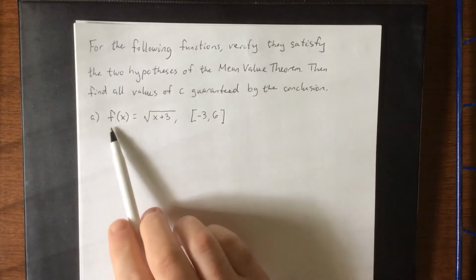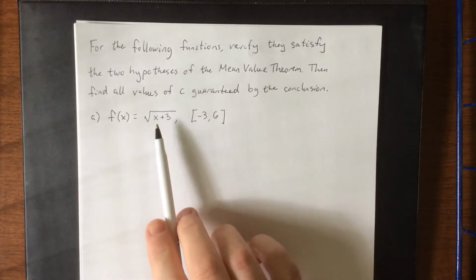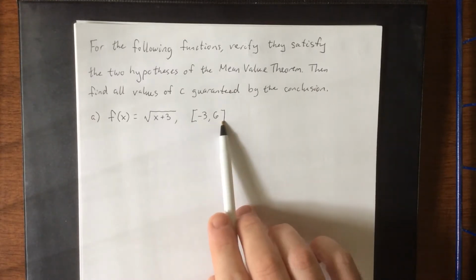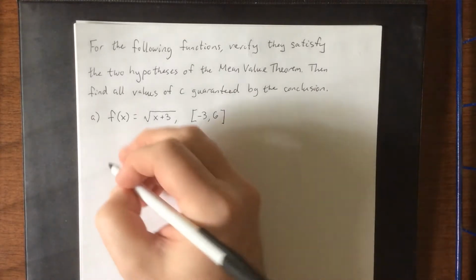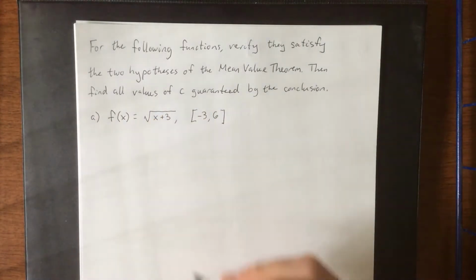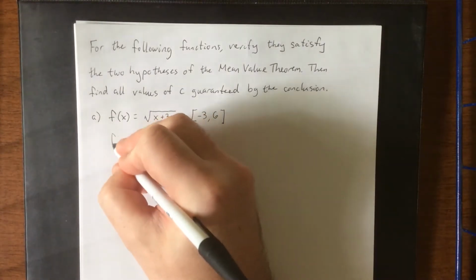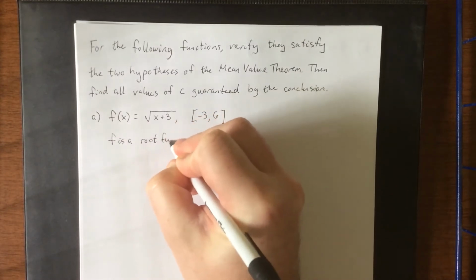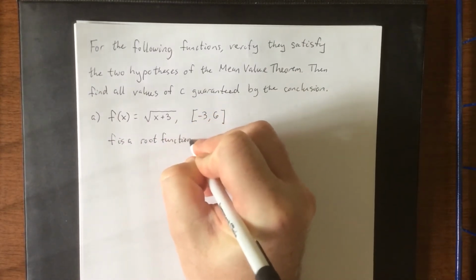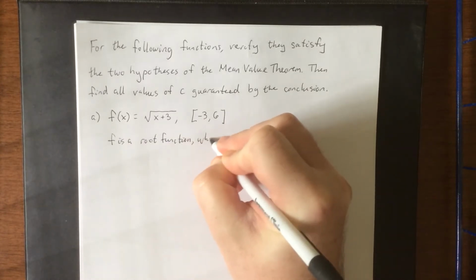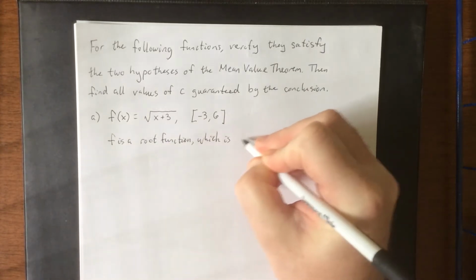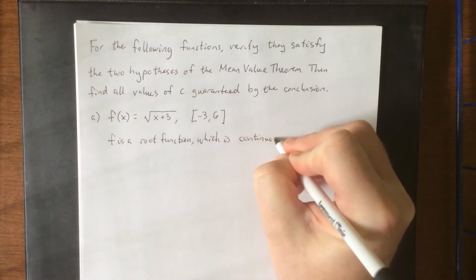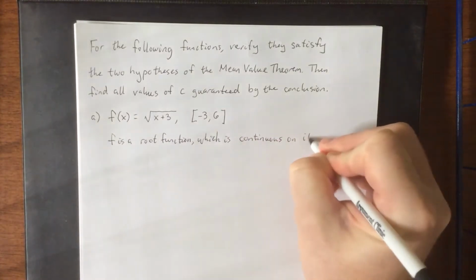So for the first function we have f of x is equal to the square root of x plus 3. The given interval is the closed interval from -3 to +6. So the first thing that we should point out is that f is a root function, which is continuous on its domain.